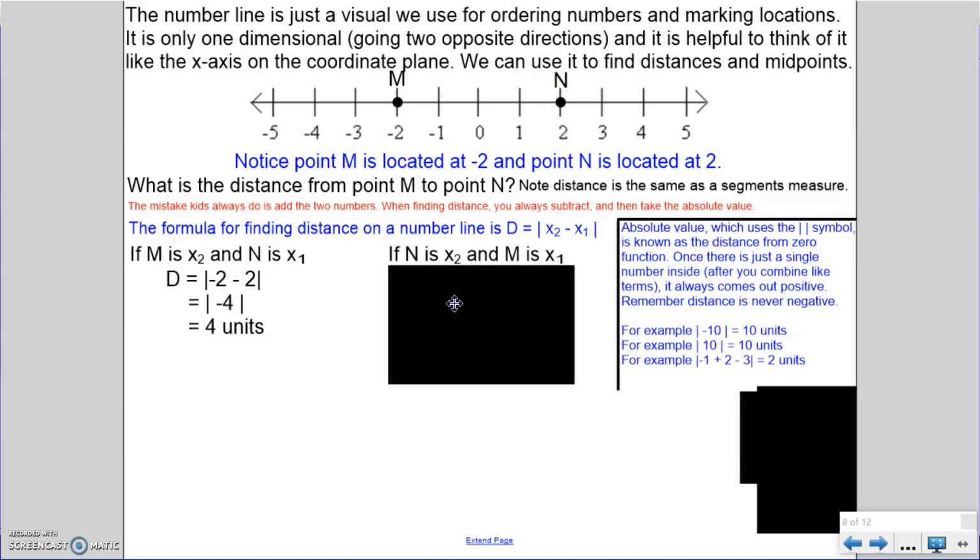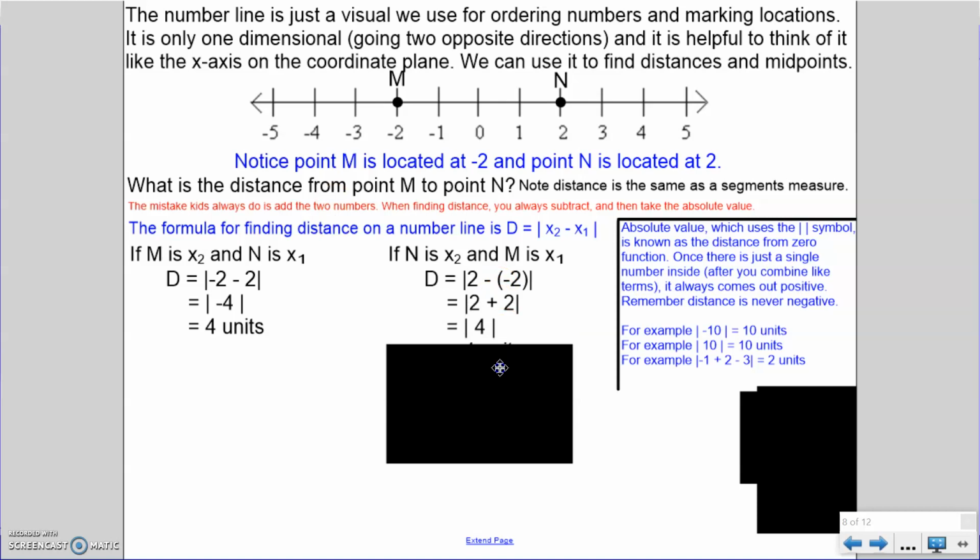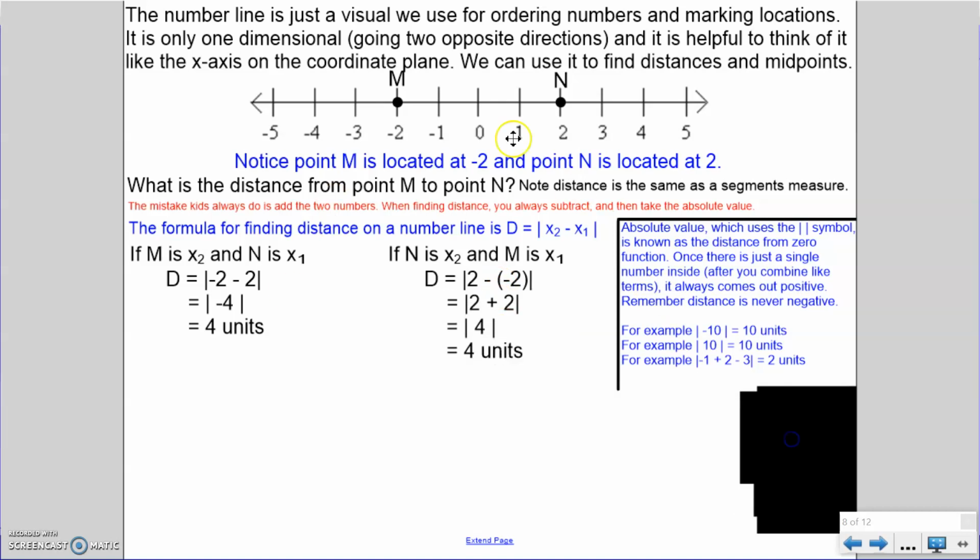If I reverse that, say n is x2 and m is x1, here's filling in the formula. When you subtract the negative, make sure you're not adding. 2 plus 2 is 4, and it stays +4. So from here to here, from m to n, is 4 spaces.